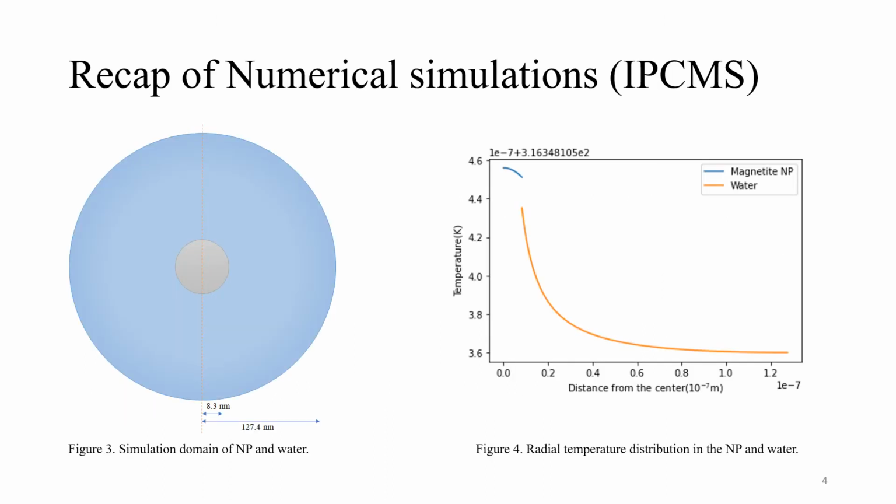So to recap what I did in IPCMS, the project involved solving the heat equation using the finite difference method for long time simulations. So we had the nanoparticle and water surrounding it. We had the heat equation with certain boundary conditions, and we could have a simulation time of around 80 seconds, which is close to what experimentalists have done in the experiment. And we have a good temperature profile, physically typical for an interface between nanoparticle and water.